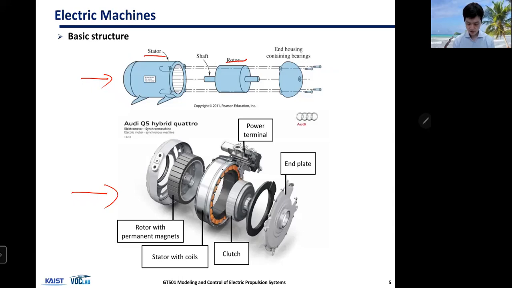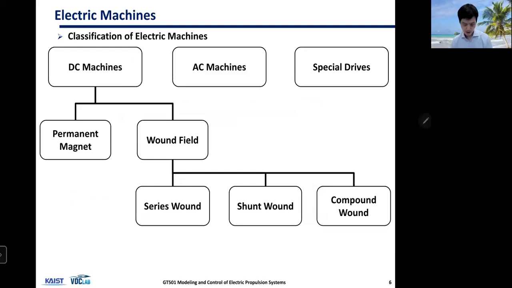If you look at the actual motor used in a powertrain, you are looking at a rotor with permanent magnets, and a stator with coils, and then there's a power terminal, and then a clutch. And that's how a motor looks physically.